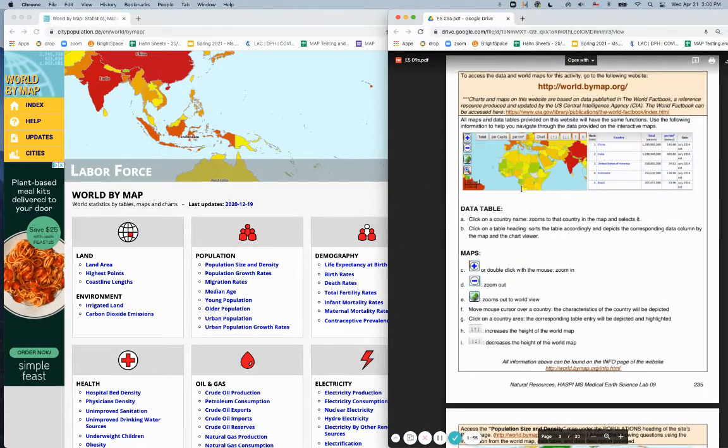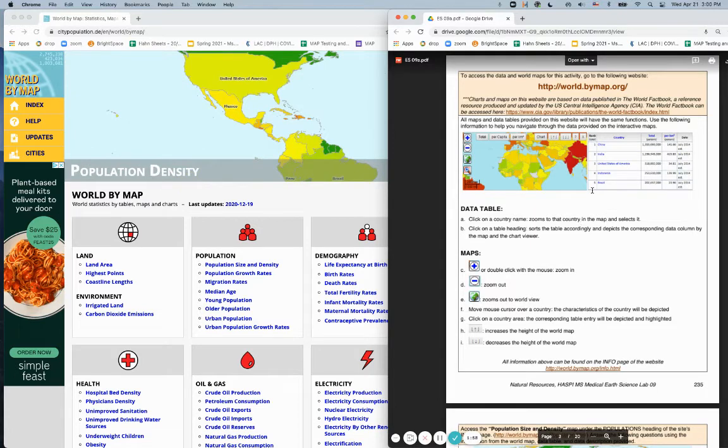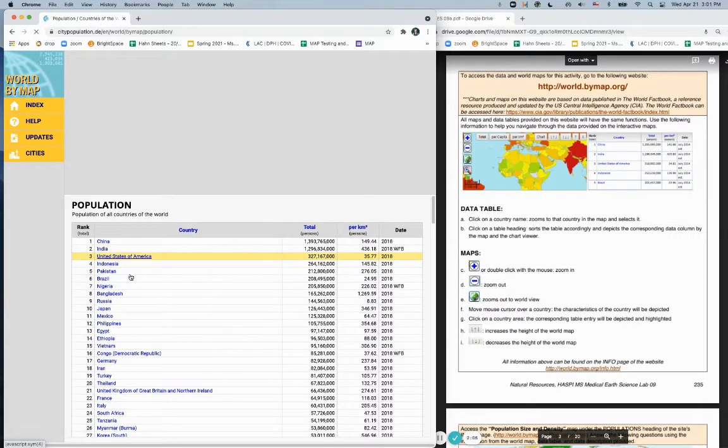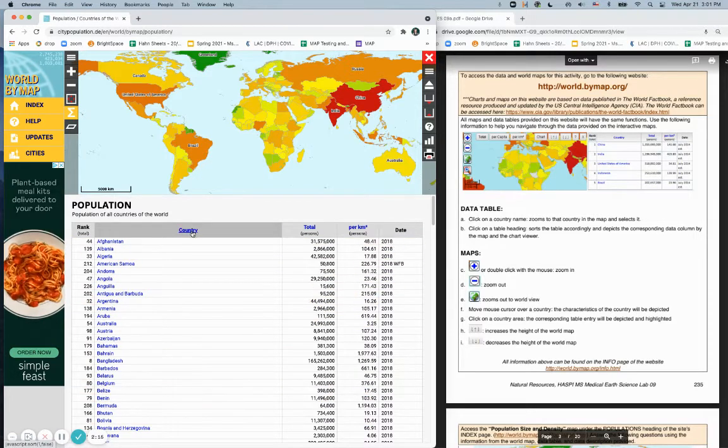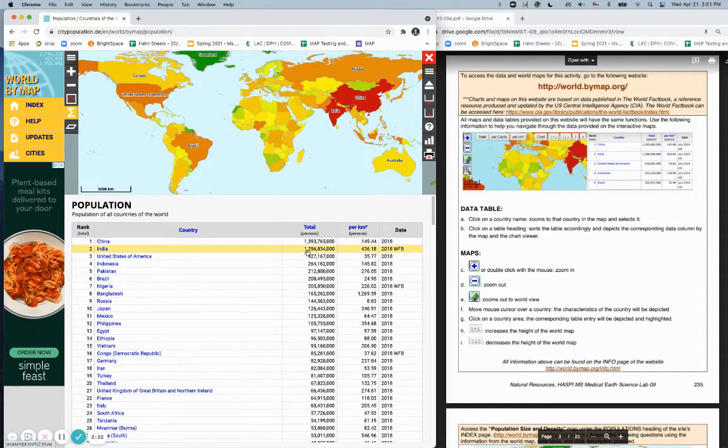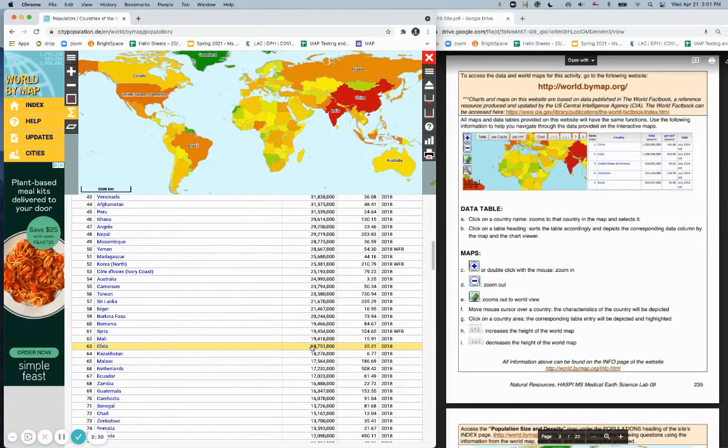So this is just showing you how to navigate around. You can click on the country. So first you have to choose something. So if you choose population size and density, then you can click on country and it will sort it alphabetically like that. If you want to sort it by total population, then you can click on this one and it'll give you the most populated countries, the countries with the highest populations to the countries with the least population.